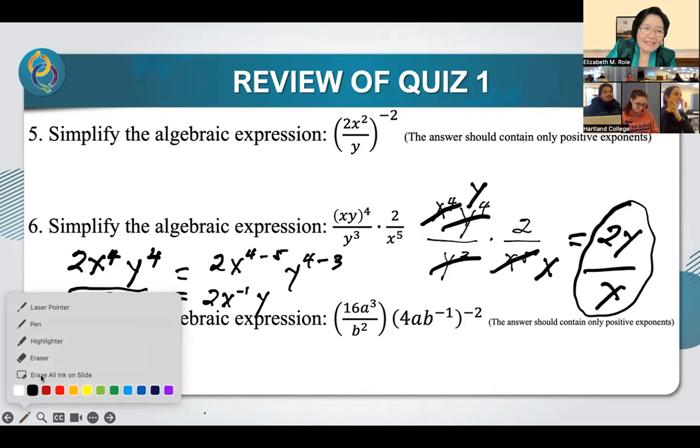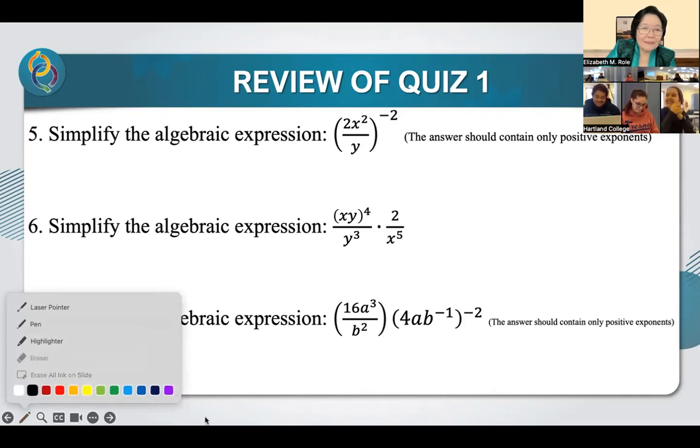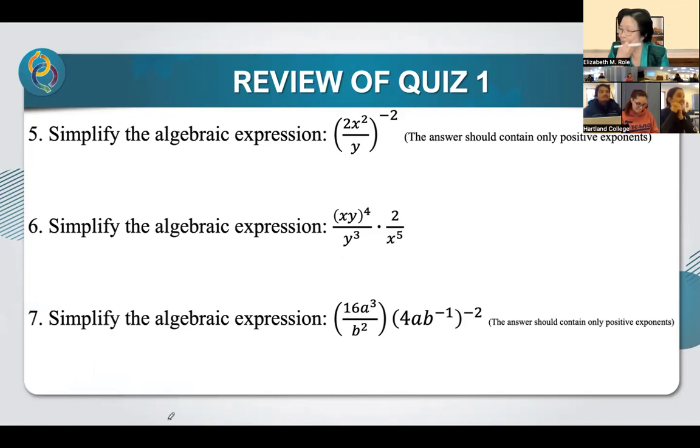Now let's have number 7. I got it totally off. That one now was a negative, okay? I see that now. You can immediately do the switching if you wish to, but you can also look at all the powers. So how is that? So 16a cubed over b squared times 4ab raised to the negative 1 raised to the negative 2.